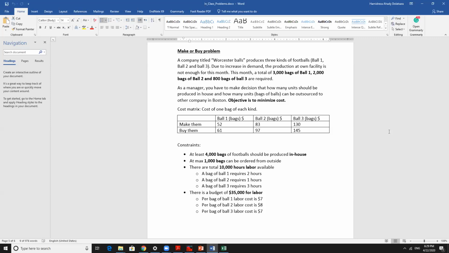But we have some constraints. At least 4,000 bags of football should be produced in-house. At most, 1,000 bags can be ordered from outside. There are a total of 10,000 hours of labor. Each bag of ball 1 requires 2 hours, a bag of ball 2 requires 1 hour, and a bag of ball 3 requires 3 hours. Also, we have a budget cap of 35,000. The ball 1 labor cost is $7, a bag of ball 2 labor cost is $8, and a bag of ball 3 labor cost is $7.